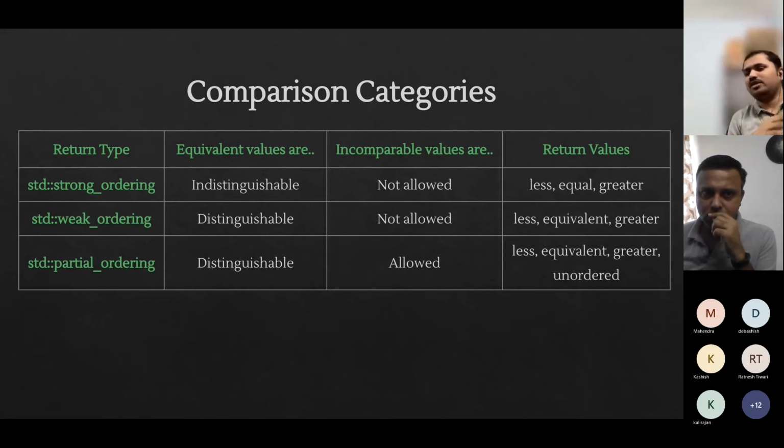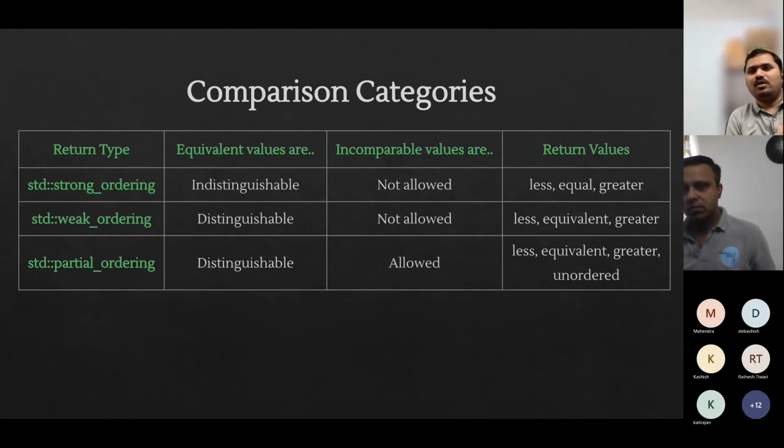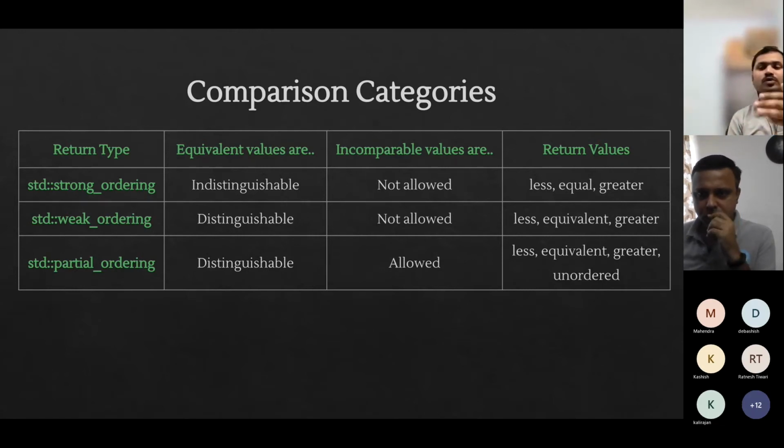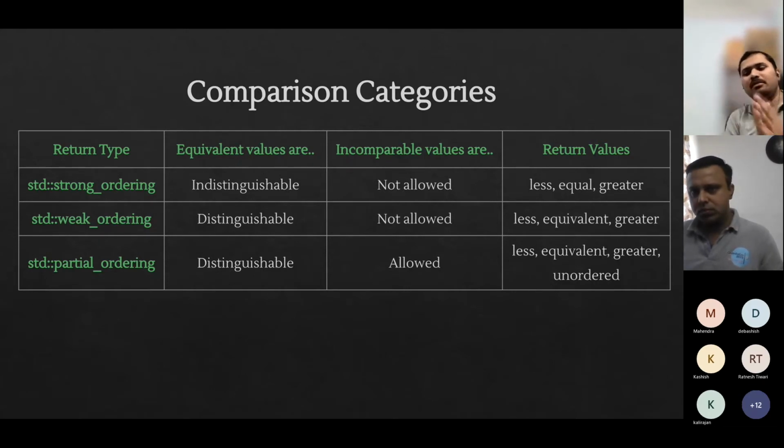One example: you are writing a map, and the key is your value. Even if the values are equivalent, if they are not equal, we might not want them to act as the same key. We want to keep them at different locations, due to our constraints. At such a point of time, we can use std::weak_ordering. And then there is std::partial_ordering. So what is basically partial ordering? Partial ordering also allows unordered or incomparable elements.